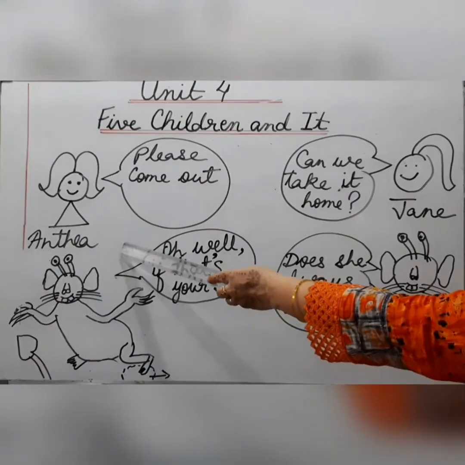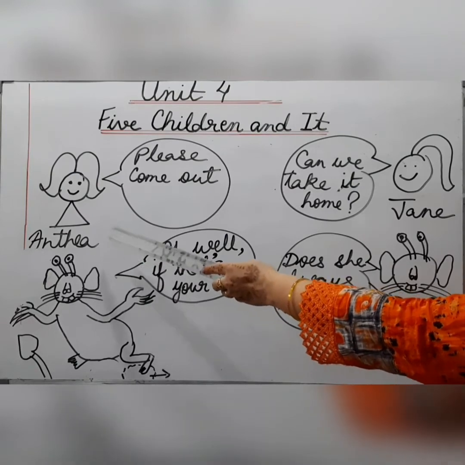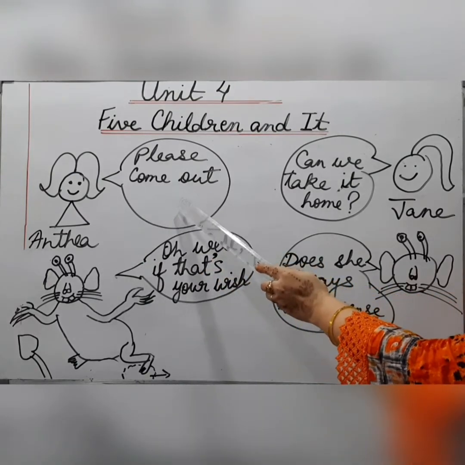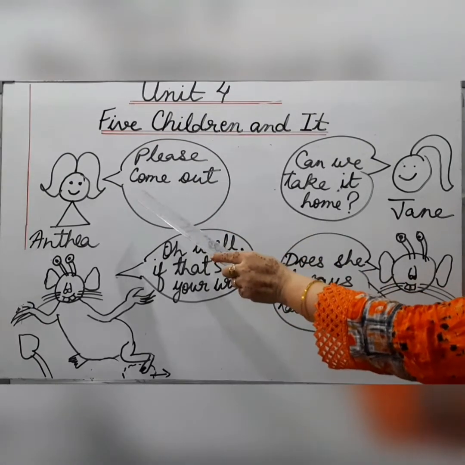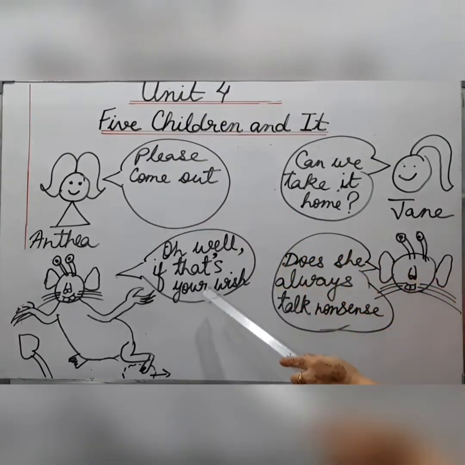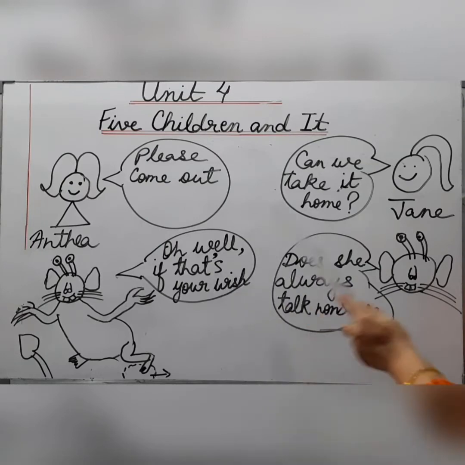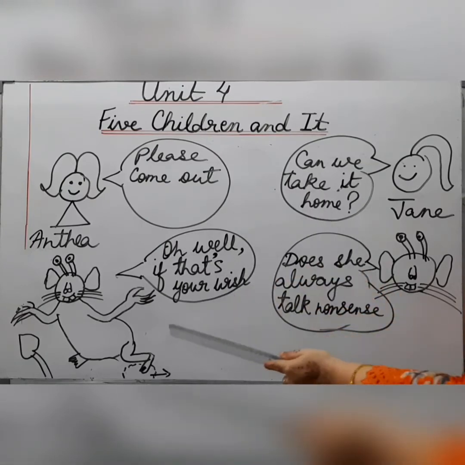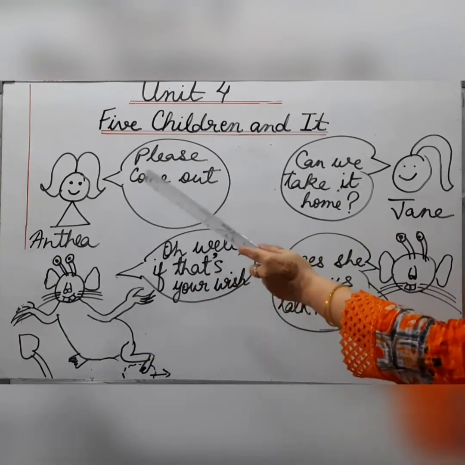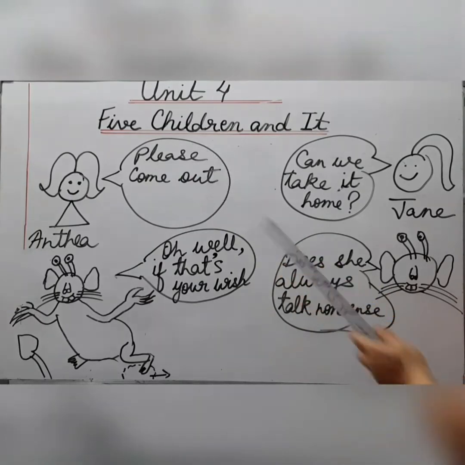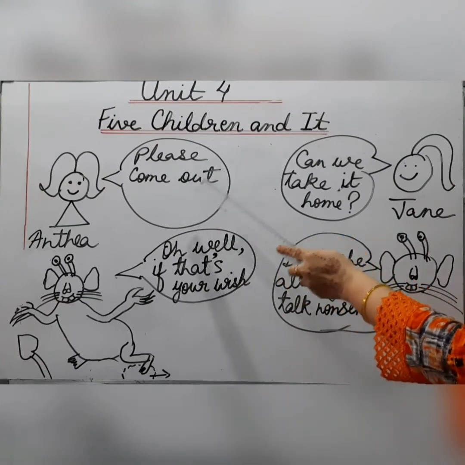Anthea was really delighted to see this creature and she pleaded. Pleaded means requested. What did she say? Now children, I have written the dialogues like this so that you can understand how these children and this creature are talking to each other. So Anthea pleaded, or requested, to this creature, "Please come out." Here she is requesting. We can see that she is not ordering, she is requesting.